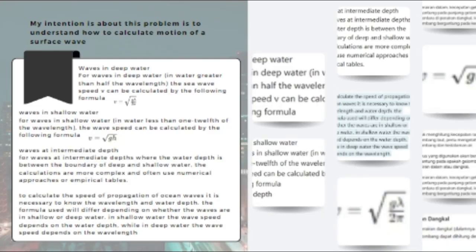Back to this. So the first one is wave in deep water. So for the wave in deep water, in water greater than half of the wavelength, the sea wave speed v can be calculated by the following formula, which is v equal to root g times lambda per 2 pi.